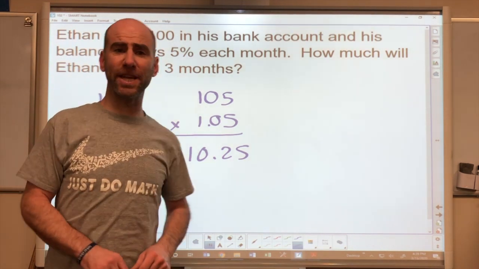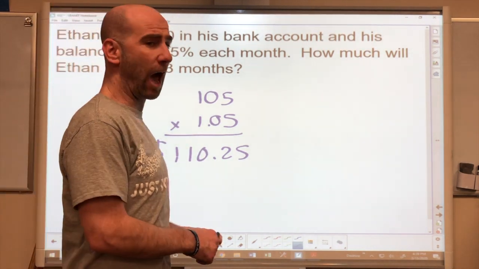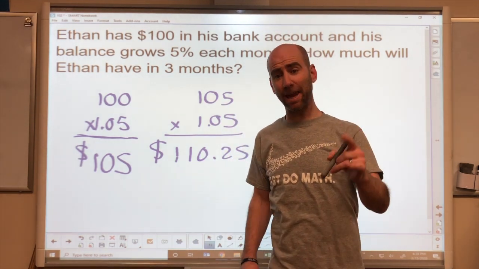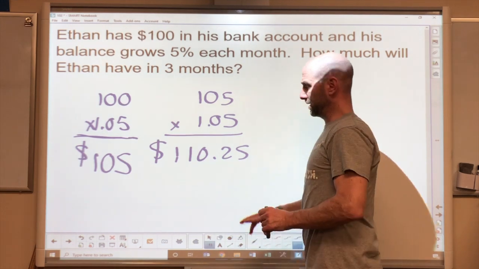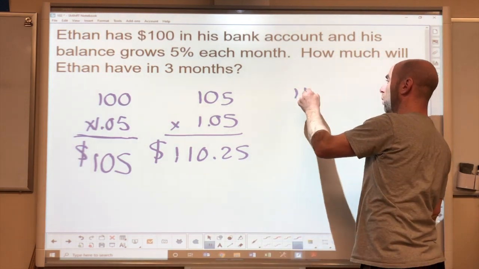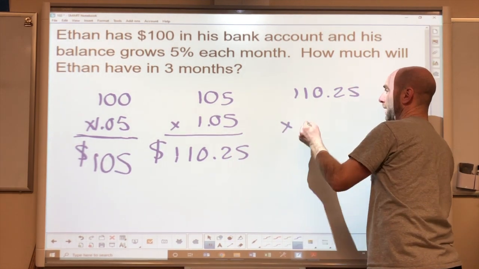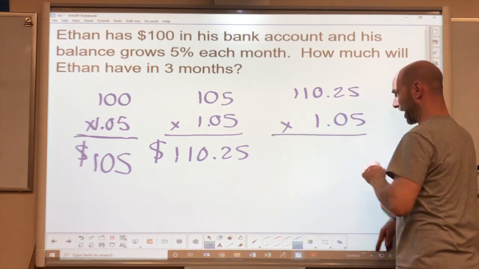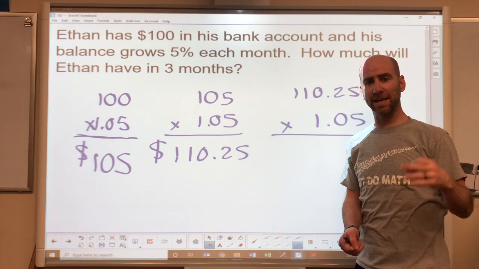Okay, now that you see Ethan has $110.25 after month number 2, we need to do 1 additional month. But again, the 5% is growing on his new money. So one more time, $110.25 times 1.05. Calculate this, and then you have how much he has in 3 months.